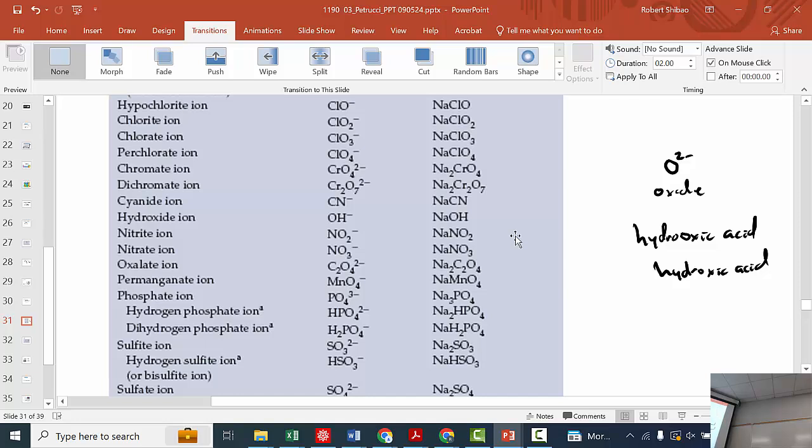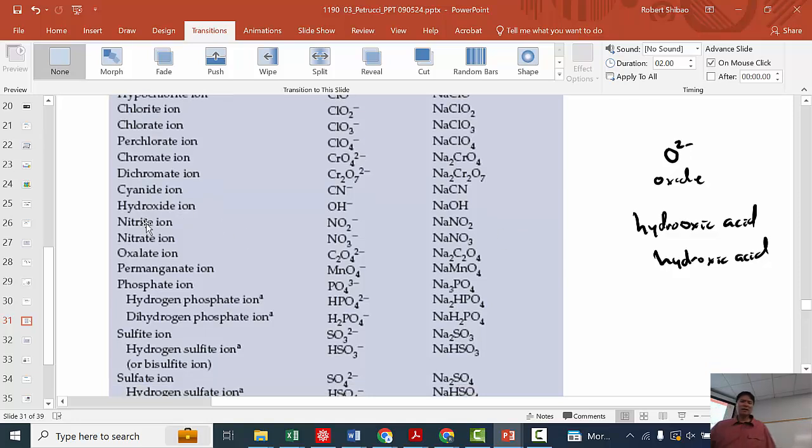Nitrite would make nitrous acid. Nitrate would make nitric acid. Permanganate would make permanganic acid. Phosphate would make, it should be phosphoric acid, but historically it wasn't known as that, so they changed the name. Sulfite would make sulfurous acid. Sulfate would make sulfuric acid. And then we have acid anions, depending on these polyprotic acids.